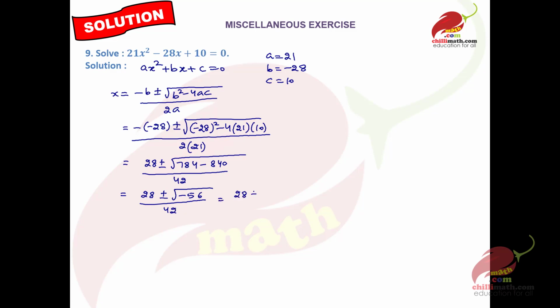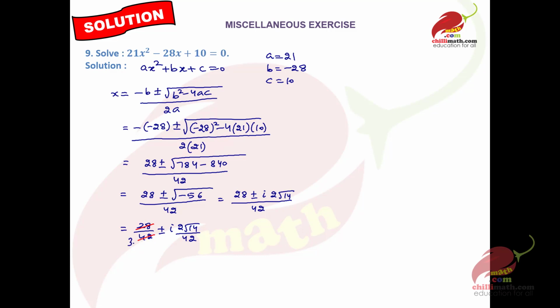Rewriting this, 28 plus minus iota root 56, because minus is in the square root. We can write root 56 as 2 root 14, upon 42. Separating this, we get 28 over 42 plus minus iota into 2 root 14 over 42. Simplifying this, it can be cancelled by 14.